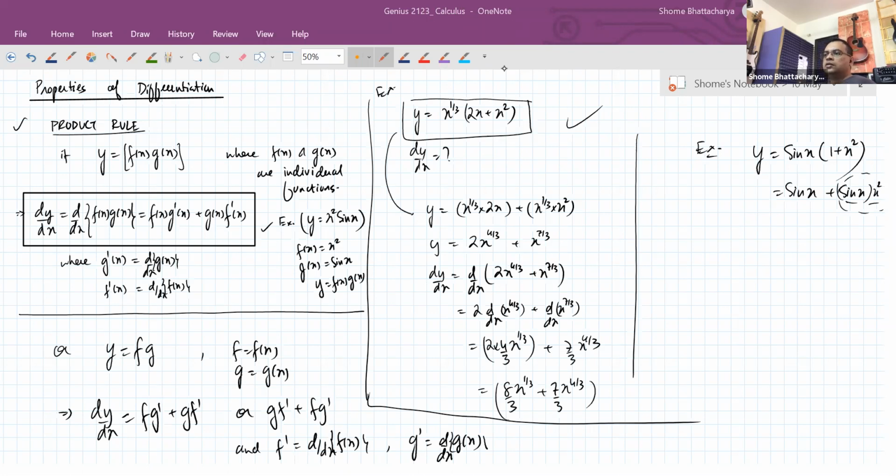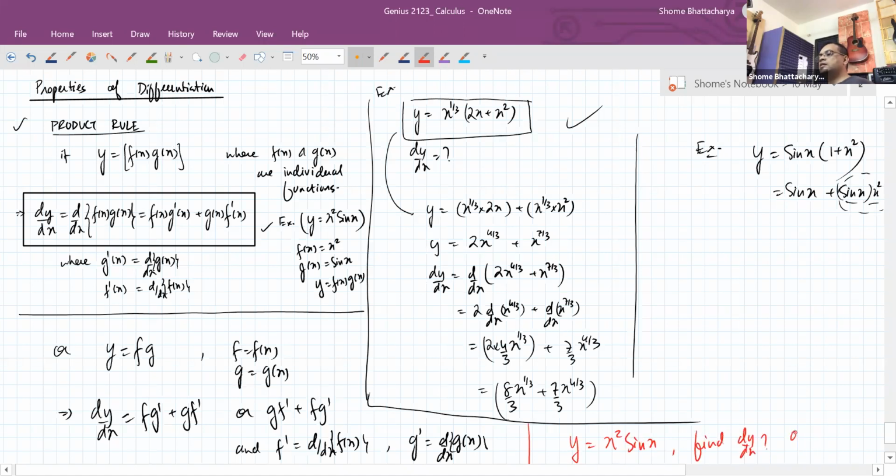Okay. So you can finish writing this down and then just try out this question yourself. y is equal to x square sin x. So find dy by dx. And the slope of the tangent at, let's say, x equal to pi by 4. Find the value of dy by dx, or the slope of the tangent, at x equal to pi by 4.